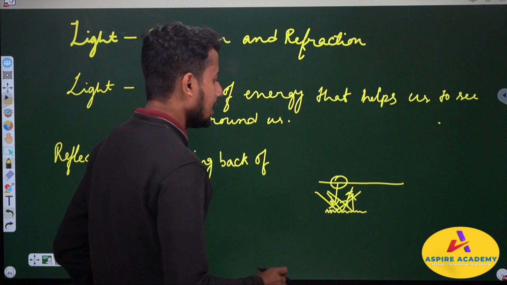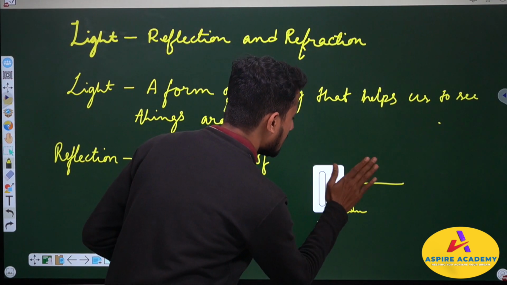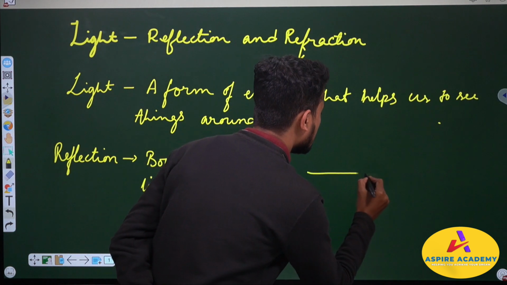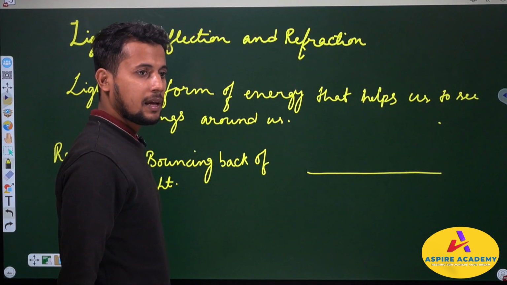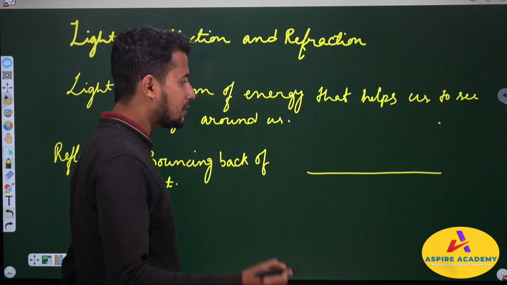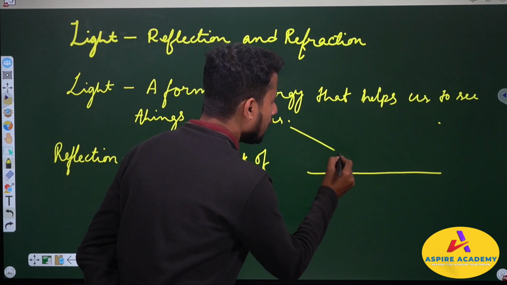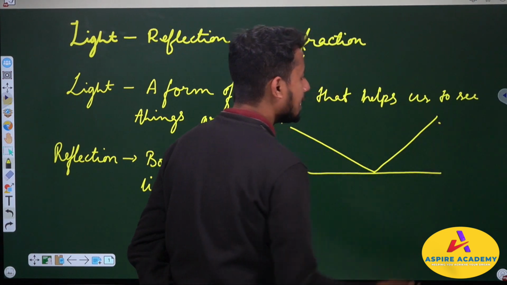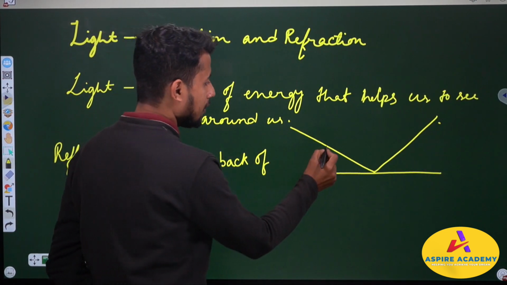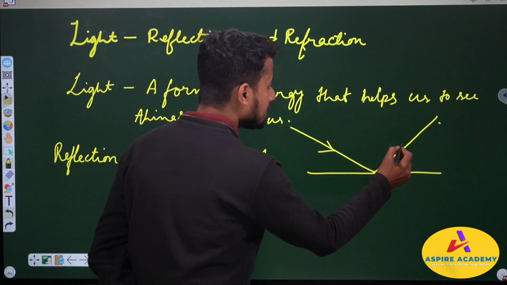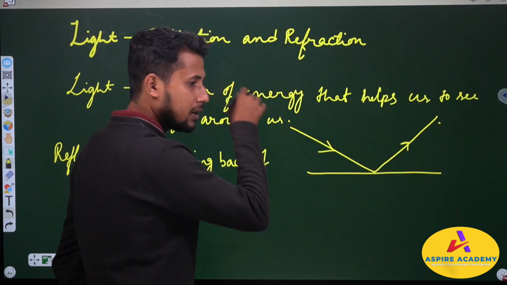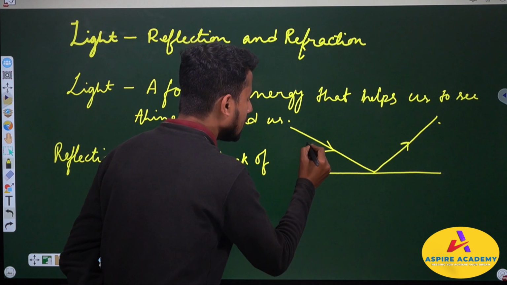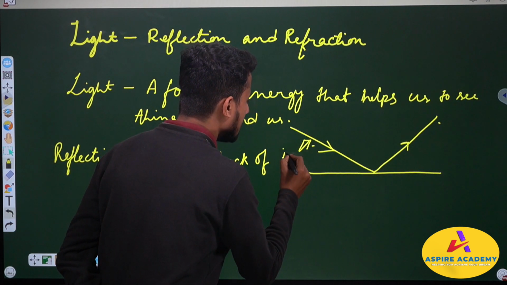But in the case of a mirror, say this is a plain mirror, where we can see ourselves, if a light ray falls on it, it reflects back or bounces back exactly in the opposite direction. The first ray of light which falls on the mirror is called the incident ray. This is called incident ray.